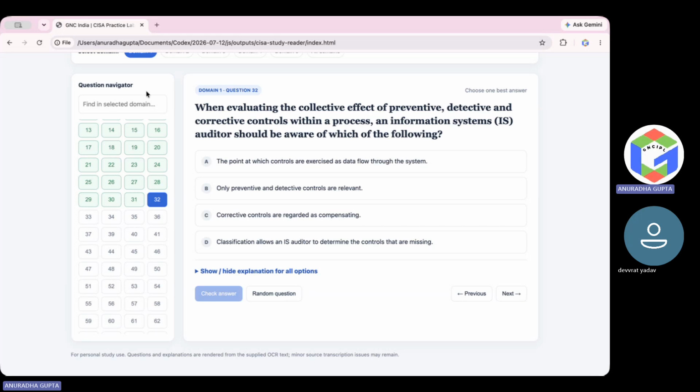So classification here is the secondary thing. They want to know about the effectiveness of the preventive, detective, and corrective controls. I think at the point of time when these controls are exercised would be the best time on which the auditor can evaluate whether these controls are properly or effectively working or not. So I think A is the correct option.